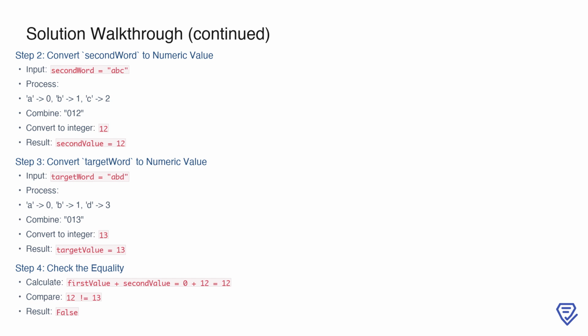Similarly, for target word, which is ABD, the letters convert to A as 0, B as 1, and D as 3. Combining these gives the string 013, which becomes the integer 13. Finally, we check if the sum of first value and second value, which is 0 plus 12, equals target value, which is 13. Since 12 is not equal to 13, the result for this example is false.